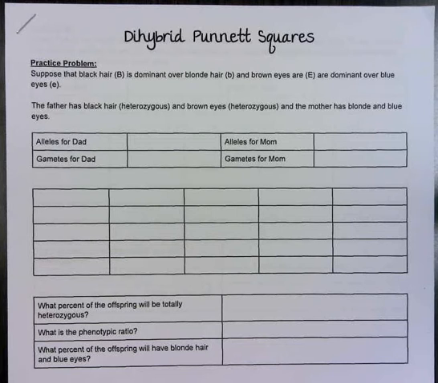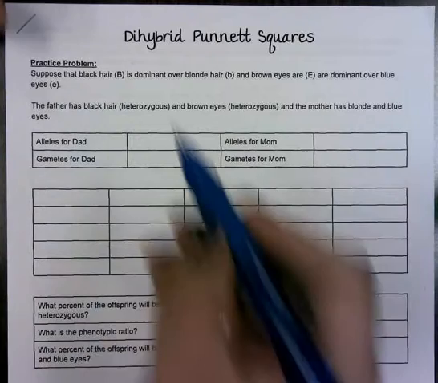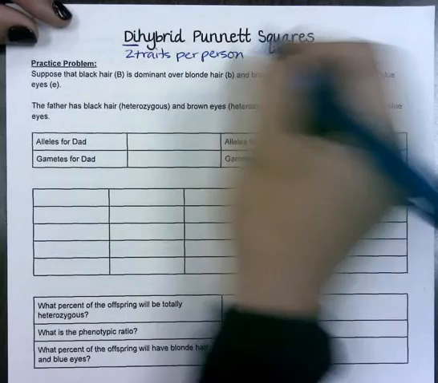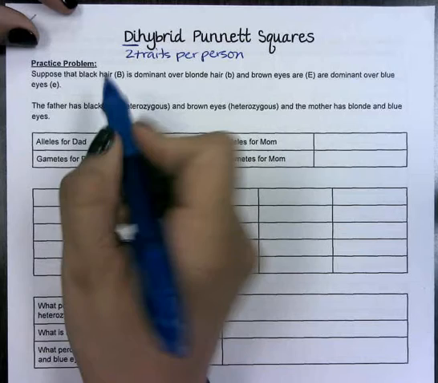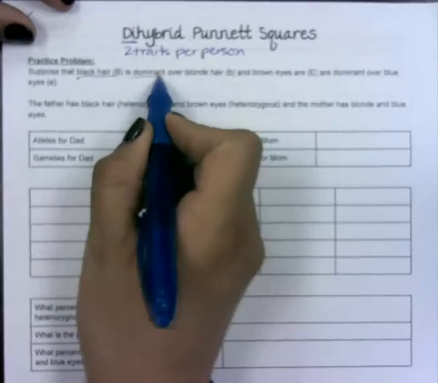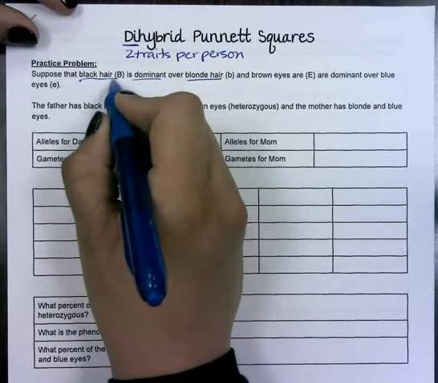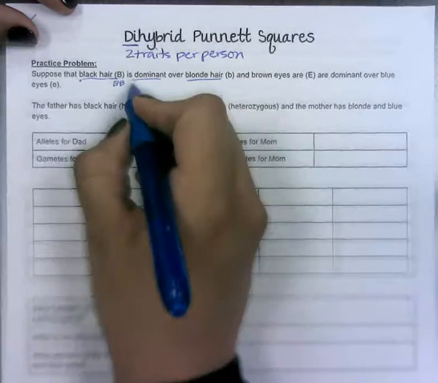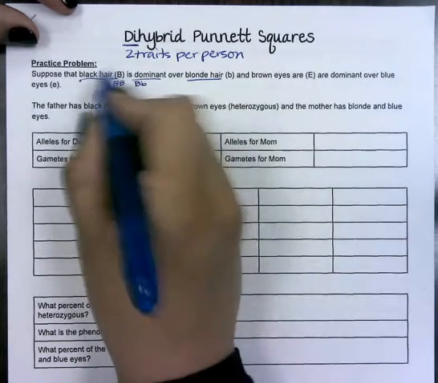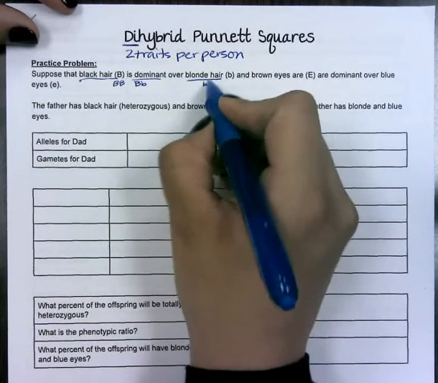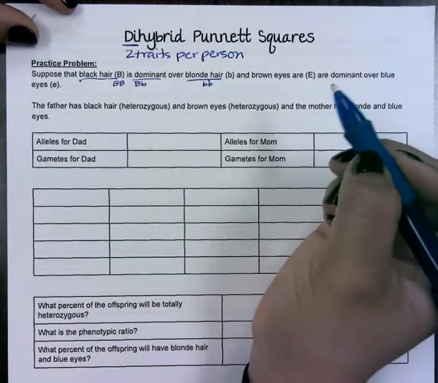Okay, so what we're going to talk about right now is dihybrid crosses. Anytime you see the word di, it means 2 traits per person. In this case, we said black hair is dominant over blonde. So as long as they have homozygous dominant or heterozygous, they're going to have black hair. And if they have 2 homozygous recessive alleles, then they'll be blonde.